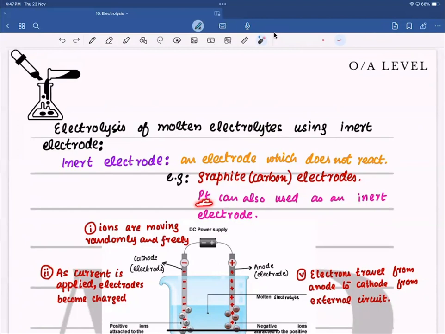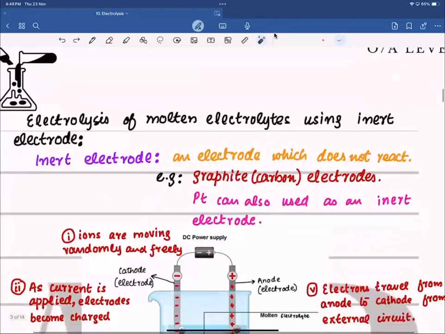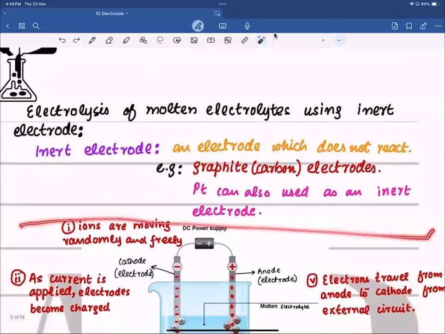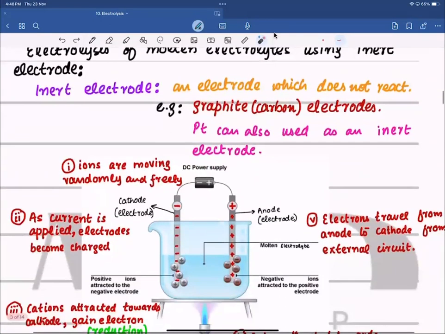They do take part in the reaction. So here we are going to discuss the electrolysis for an inert electrode. First note these two points. Then here I have explained the whole process.